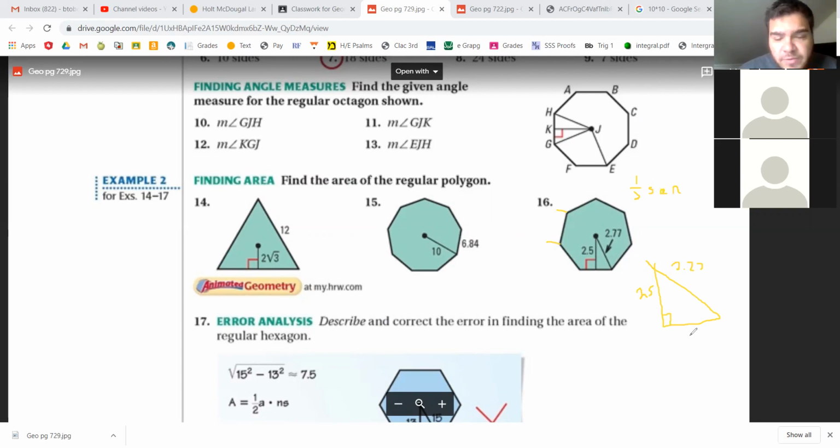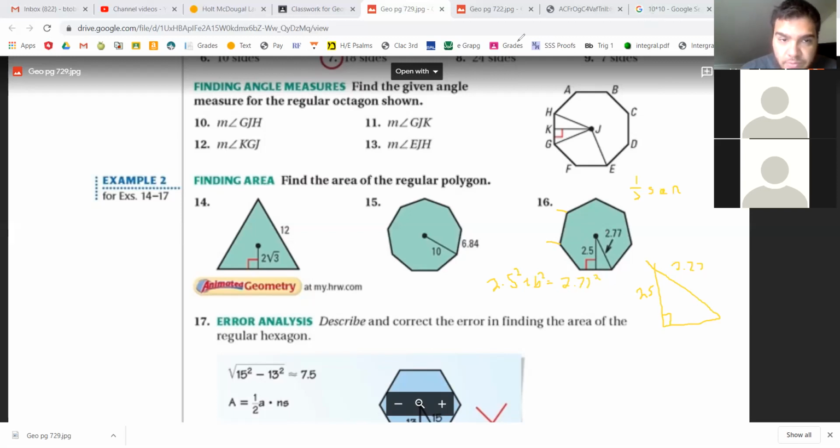So, Rivka, what can we use to find the third missing side here? The Pythagorean theorem. Good. So we're going to use the Pythagorean theorem to find it. So we're going to use 2.5 squared plus b squared equals, this is the hypotenuse, 2.77, so that's always c squared. So 2.77 squared.